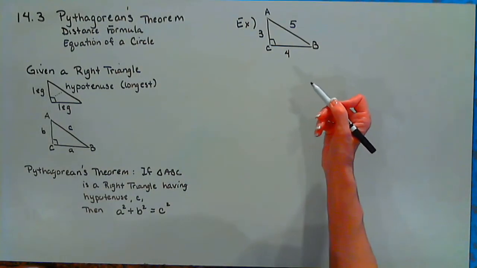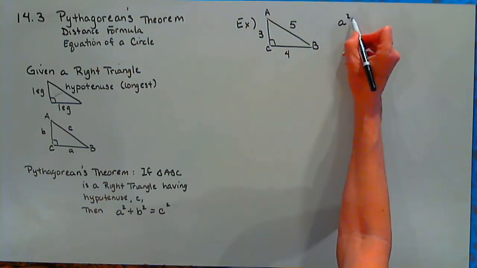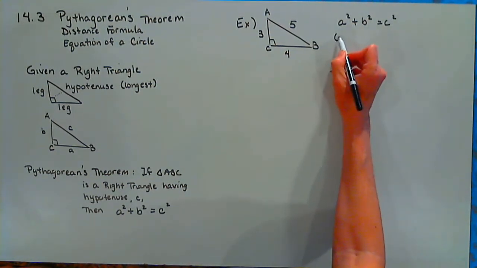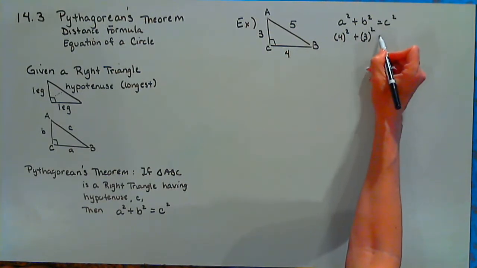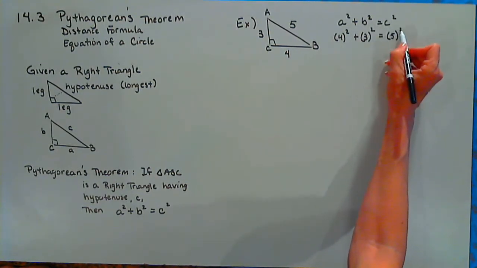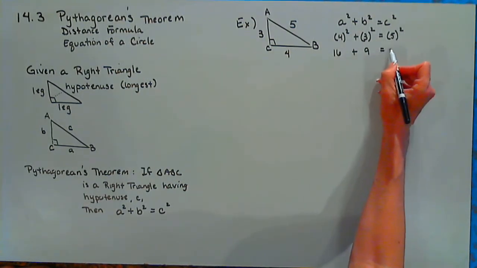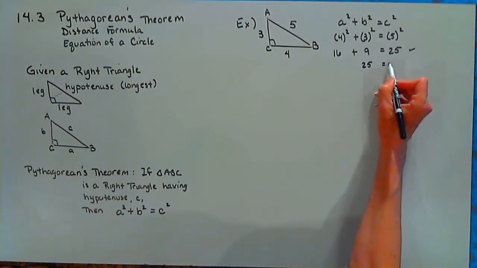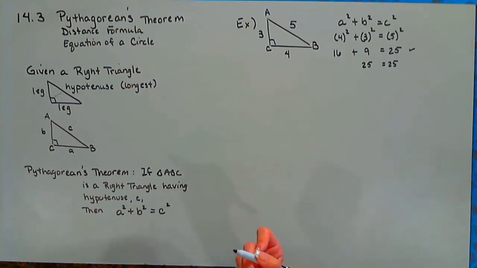If this is a right triangle, then by Pythagorean's theorem, a squared plus b squared should equal c squared. We would always set it up this way, especially when you're talking with children. Make sure you have them substitute in the values, and then we end up with 16 plus 9 does indeed equal 25. So 25 equals 25. And so that's how the Pythagorean theorem can work. And that's what we call a Pythagorean triple.